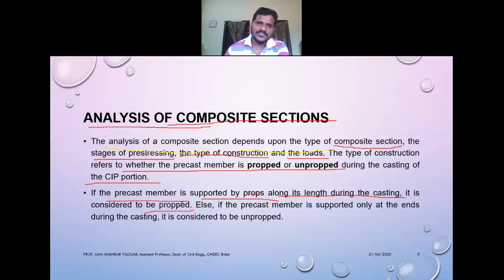What is unpropped? It is the reverse. Obviously, if the precast member is supported only at the ends, now here we don't have any props below the precast member, means below the web portion we don't have any props. If the member is supported only at the ends during the casting of the top flange, then it is considered unpropped. Based on propped and unpropped, the analysis of composite section will vary. How it will vary, we will see in the coming slide.